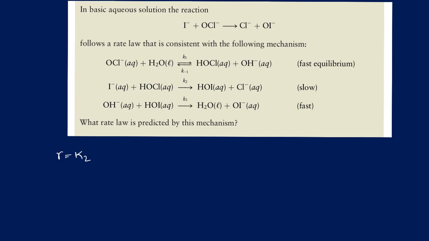Then rate is equal to K2 [I minus] concentration [HOCl] concentration. But in this overall reaction, you can observe that I minus and OCl minus are present. But is HOCl present or not? In this one, HOCl is formed and then utilized, meaning this is an intermediate. So that intermediate we have to remove.